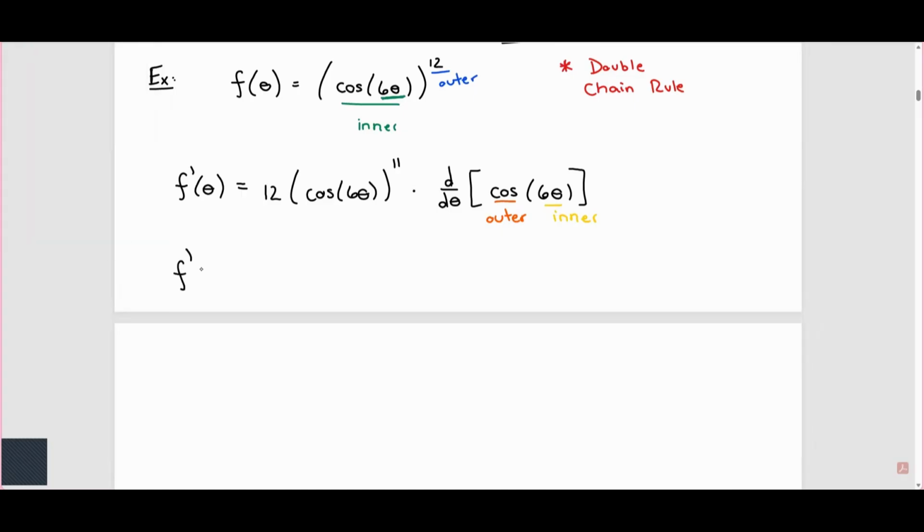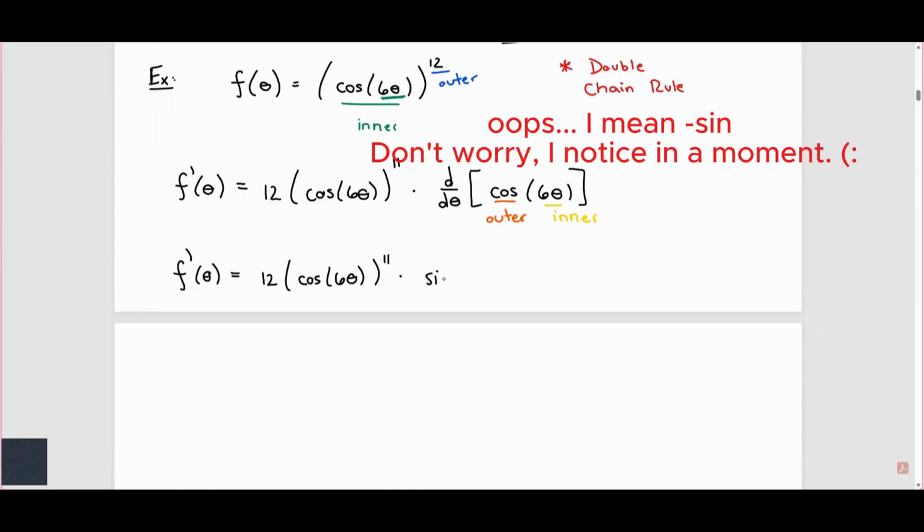So, as I'm taking my derivative, I actually need to use the chain rule again. So I'm already done with that exponent of 12. Now I need to take the derivative of the outer function cosine, which remember the derivative of cosine is sine, and keep the inner function nestled inside. So it's a sine of 6 theta times the derivative of the inner portion, which is 6 theta.